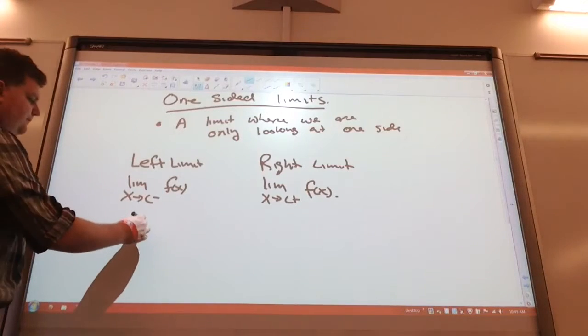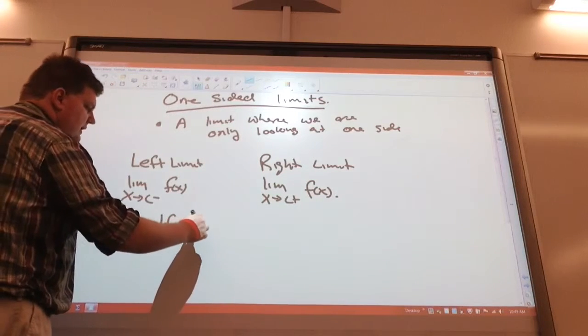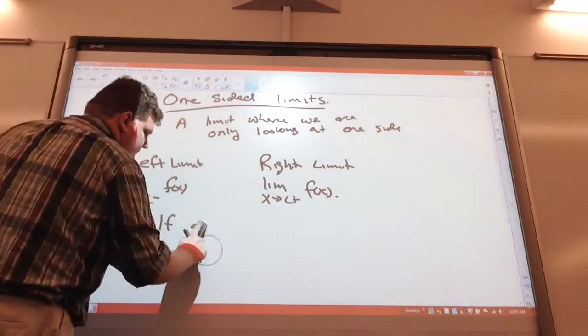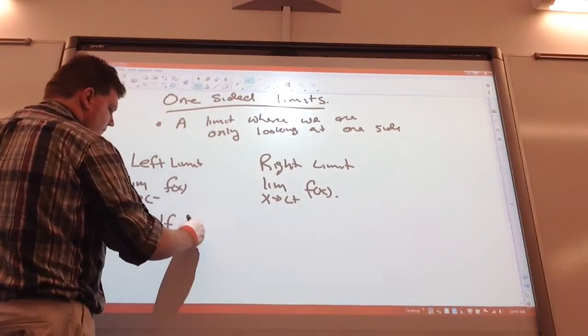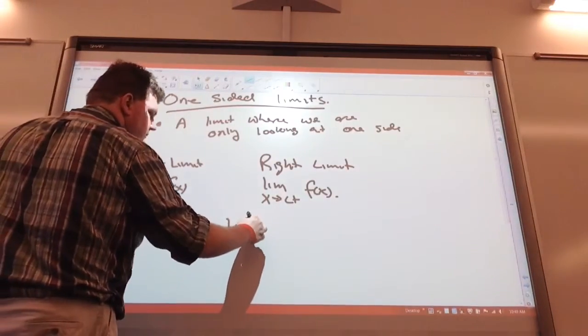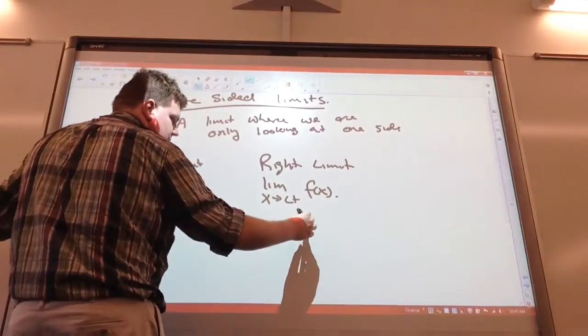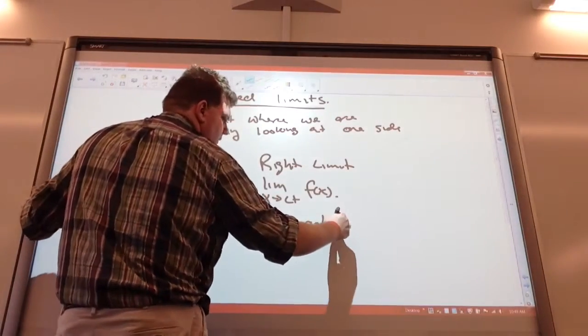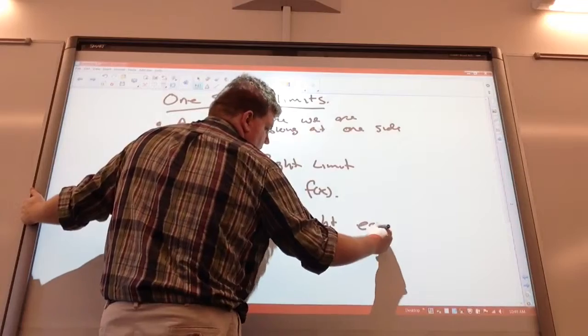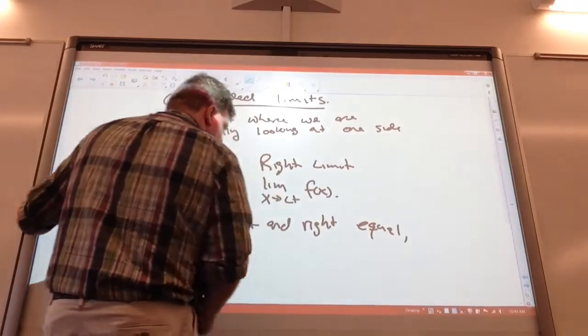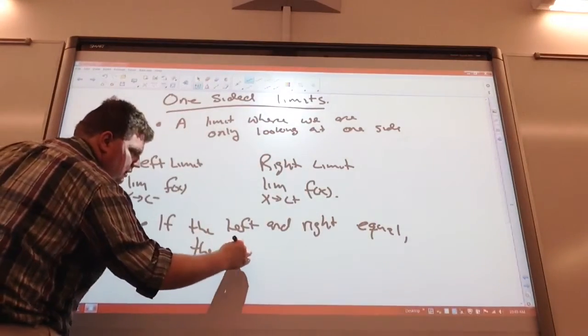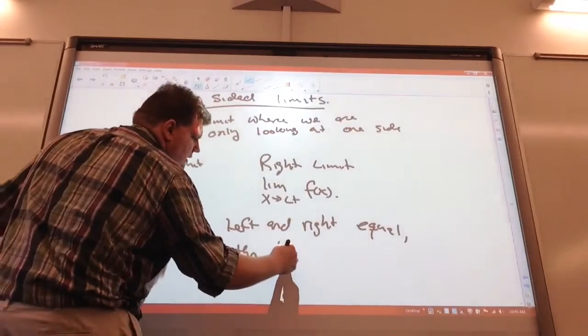If the left and right agree, or if the left and right are equal, then the limit exists.